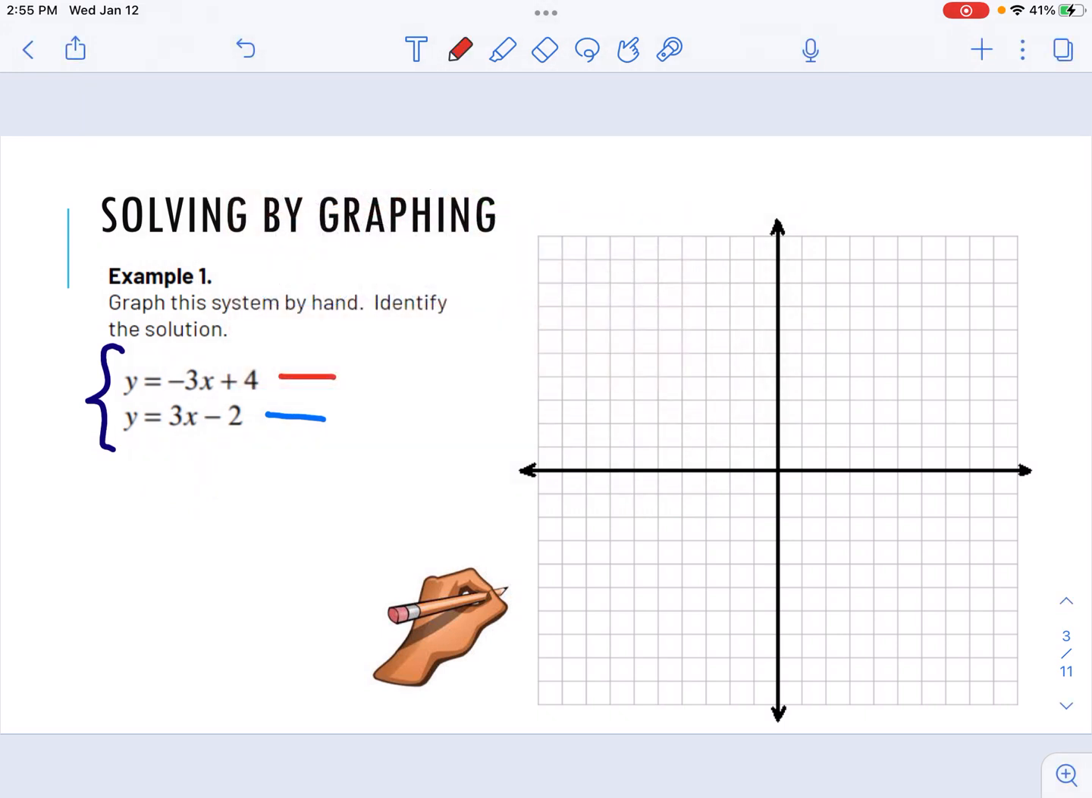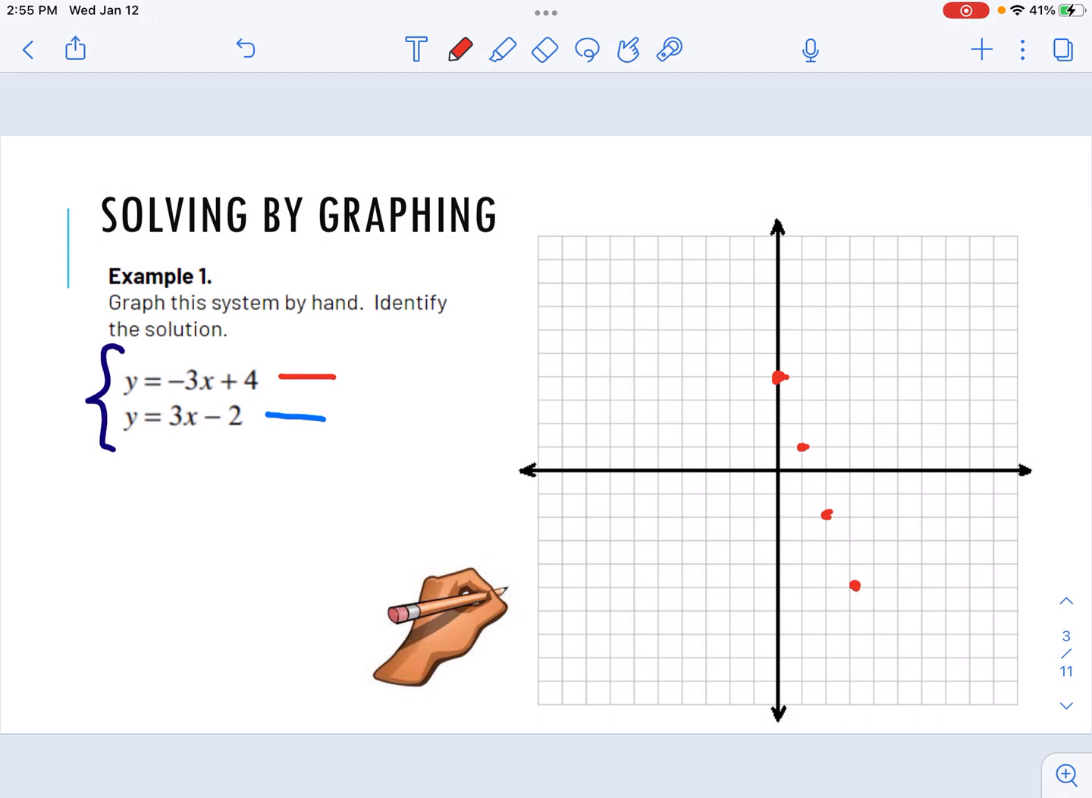So for y equals -3x plus 4, I know that this is in slope-intercept form, and the nice information that we can pull out is the slope and the y-intercept. So I'm going to start by plotting my y-intercept, which is +4. And then I'm going to count down and over to identify the slope of -3. So down 3, 1, 2, 3, over 1. Down 3, 1, 2, 3, over 1.